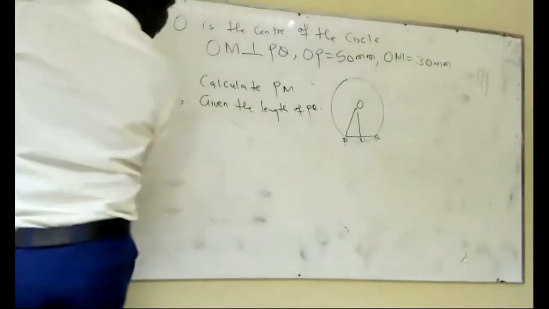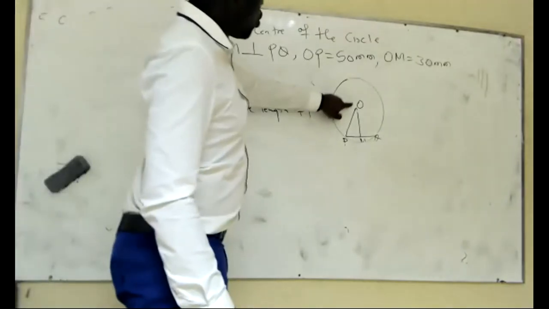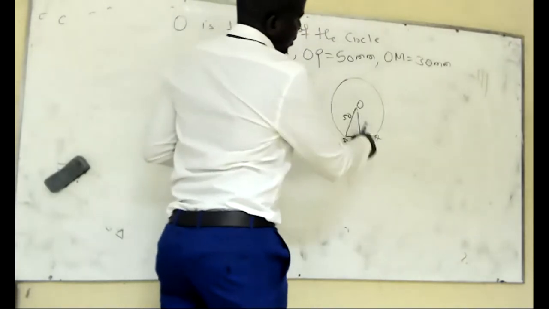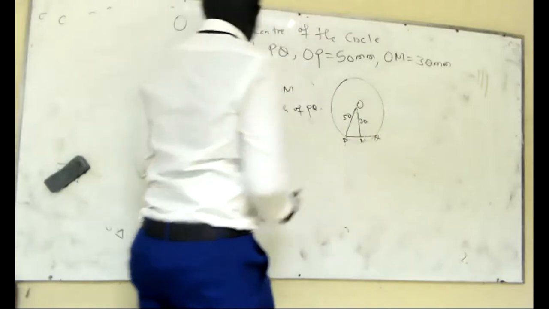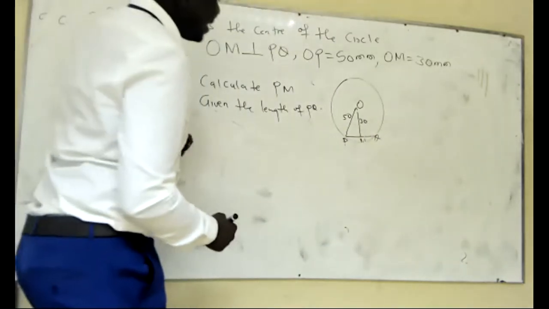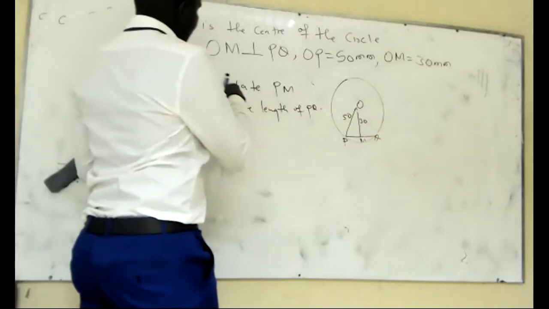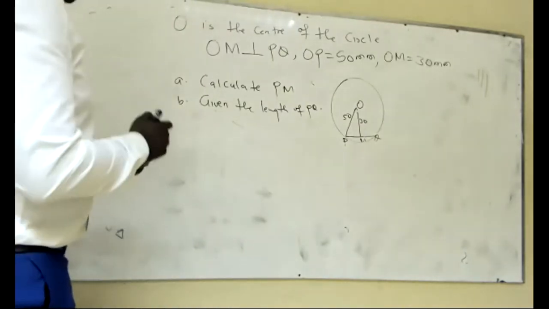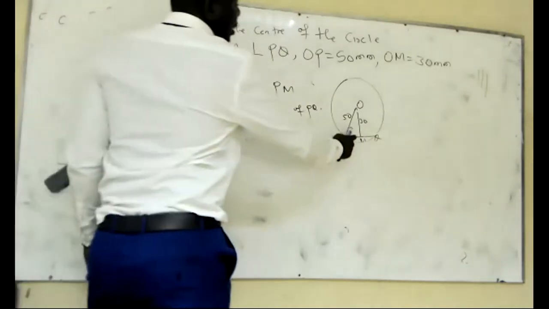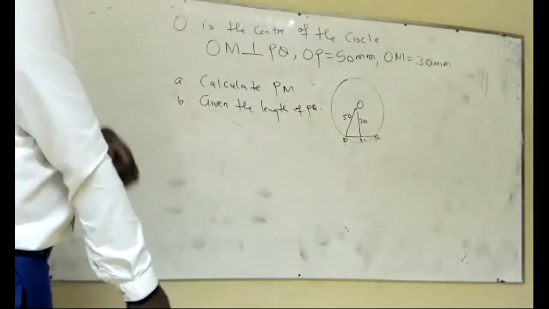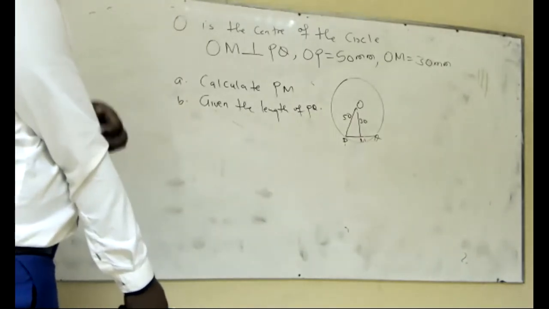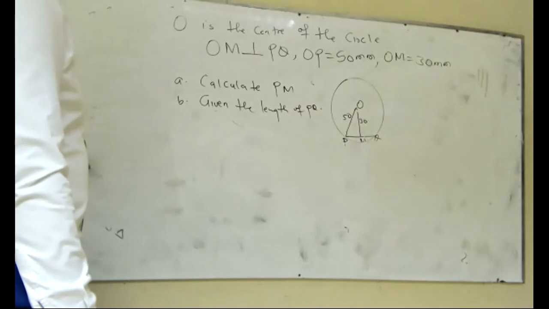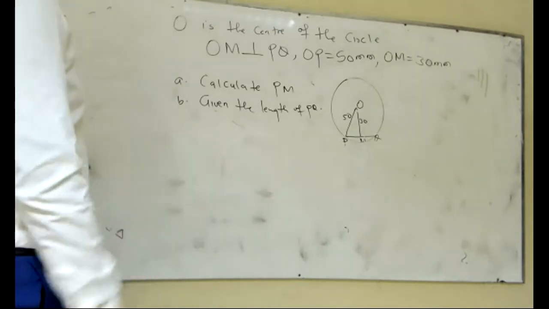Okay, then now we are also given that the distance OP is equal to 50 millimeters. We are also given that the distance OM is equal to 30 millimeters. Then now our task, the first question, is for calculating PM, which is this distance that we have there. Is there anyone who has an idea of how we can calculate the distance PM? What are we supposed to use in order to calculate PM?